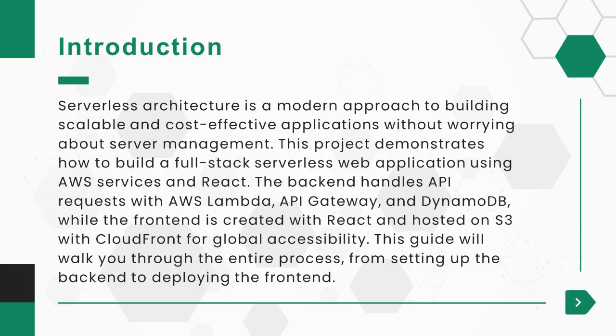Serverless architecture is a modern approach to building scalable and cost-effective applications without worrying about server management. This project demonstrates how to build a full-stack serverless web application using AWS services and React. The backend handles API requests with AWS Lambda, API Gateway, and DynamoDB, while the frontend is created with React and hosted on S3 with CloudFront for global accessibility. This guide will walk you through the entire process, from setting up the backend to deploying the frontend.